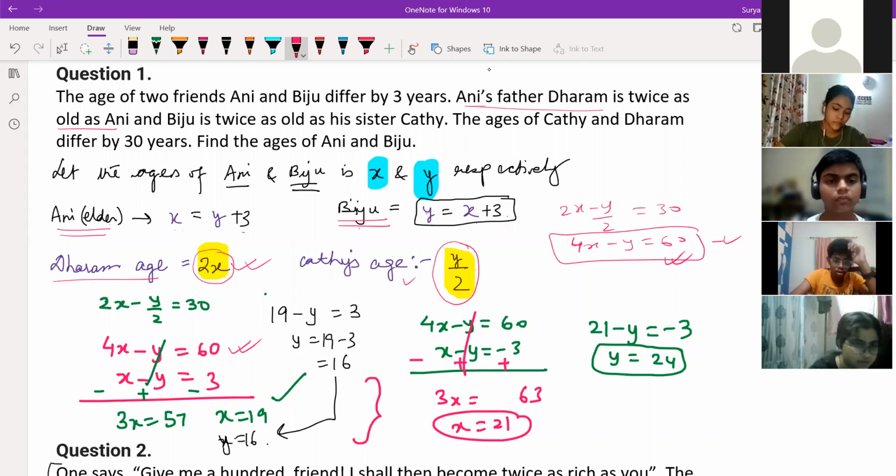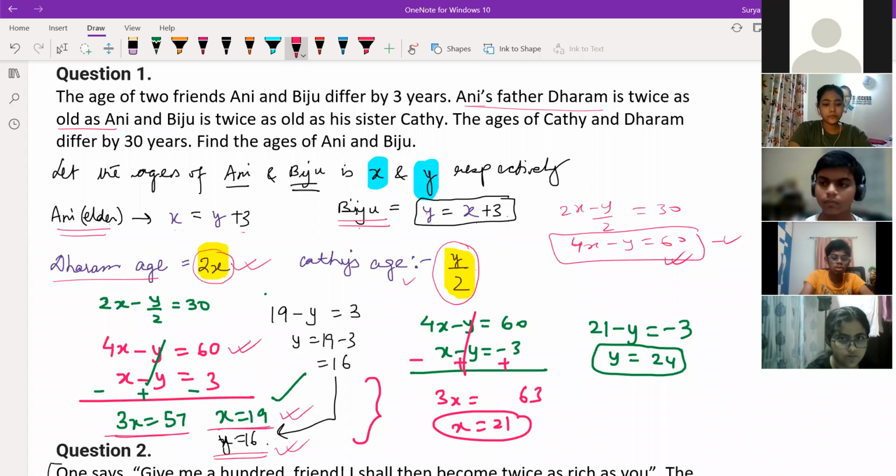The first case: x minus y is equal to 3. Then you are getting 3x is equal to 57. So x is equal to 19, right? If x is 19, how much will y be? 16, right? You'll get 16 or not?